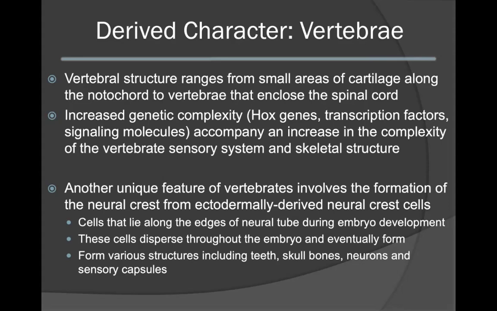Another unique feature of vertebrates involves the formation of what is termed the neural crest. The neural crest will form from ectodermally derived neural crest cells. These contain cells that lie along the edge of the neural tube that forms during embryonic development. These cells can be found dispersed throughout the embryo, and they eventually form various structures that include the teeth, skull bones, neurons, as well as sensory capsules.